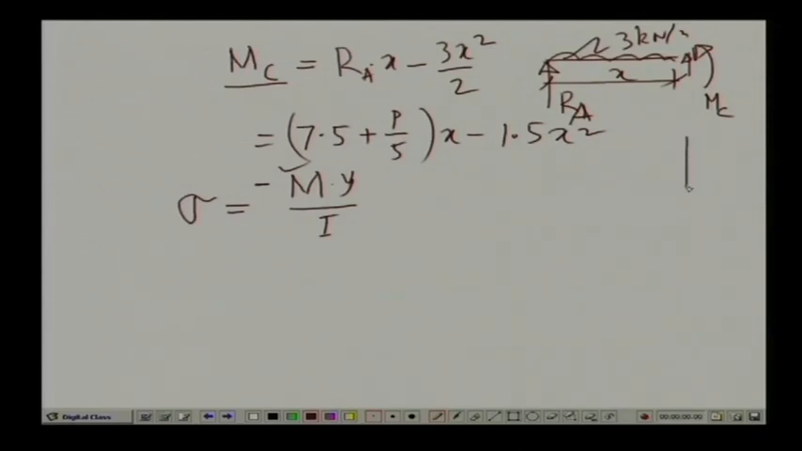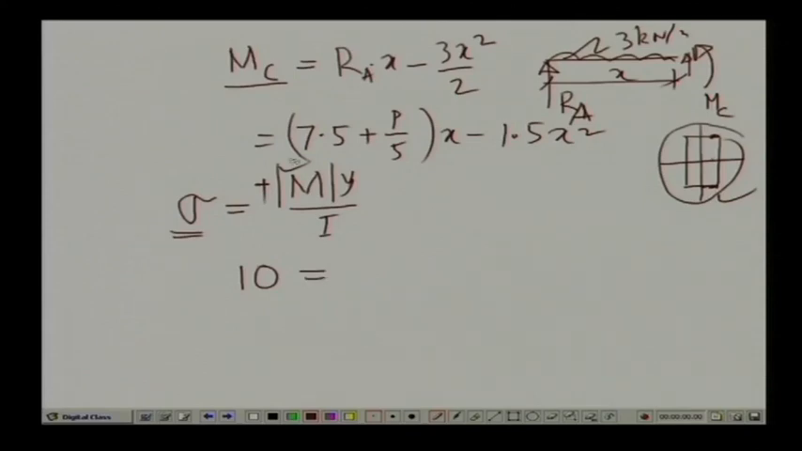Now, since this particular cross section is a symmetrical section with respect to both x and y axis, the top will have the compressive stress, the bottom will have the tensile stress, and magnitude wise they will be the same. So, we disregard the sign over here and take the value of M only, and sigma has to be restricted to 10 megapascal.